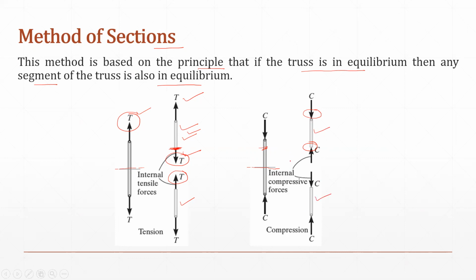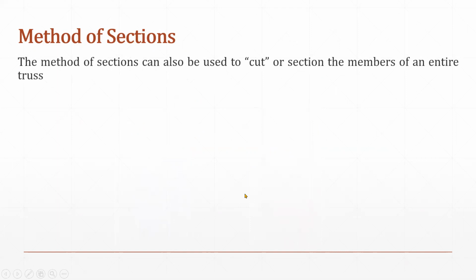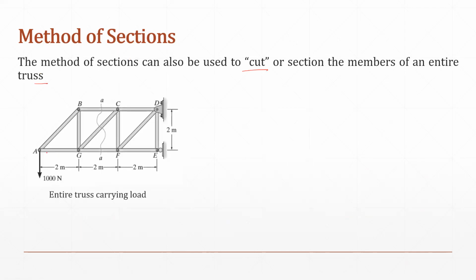Now, the same concept can be applied to the entire truss also. As I said, the method of section, or this same concept, can be used to cut the members of an entire truss. Now, suppose this is the truss, and if we are required to find out forces in member BC, CG, or GF, in that case, what we are doing is we will cut the truss in two parts at section AA. So you can see this string is showing the visualization of the cut section.